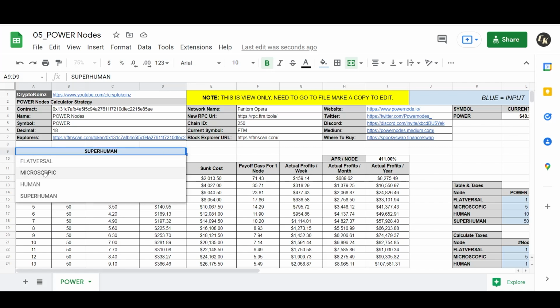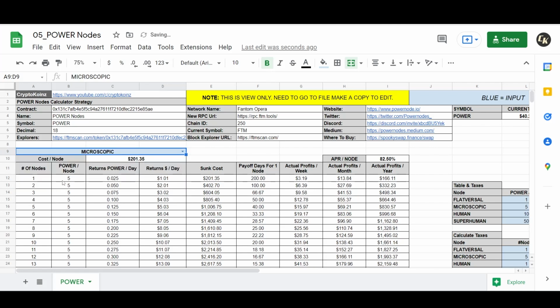So let's just take a look at microscopic. If you were to buy one node there, it's 5 power per node. Your return is 0.025 power. Returns per day is $1.01. But there is a sunk cost. In order for you to buy microscopic, it's going to cost you $201 that are gone once you buy that node. It's going to take 200 days to pay off that node.